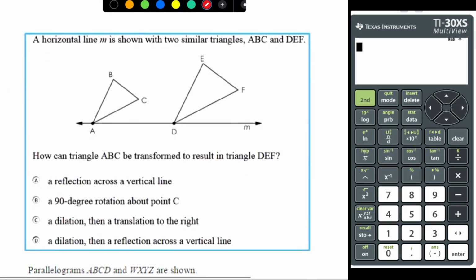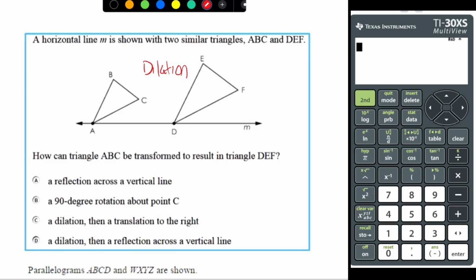A horizontal line M is shown with two similar triangles, ABC and DEF. How can triangle ABC be transformed to result in triangle DEF? All right, so here's the thing. First thing you should notice, triangle DEF is bigger than triangle ABC. What does that mean? It means dilation. It means there's a dilation somewhere. Okay?